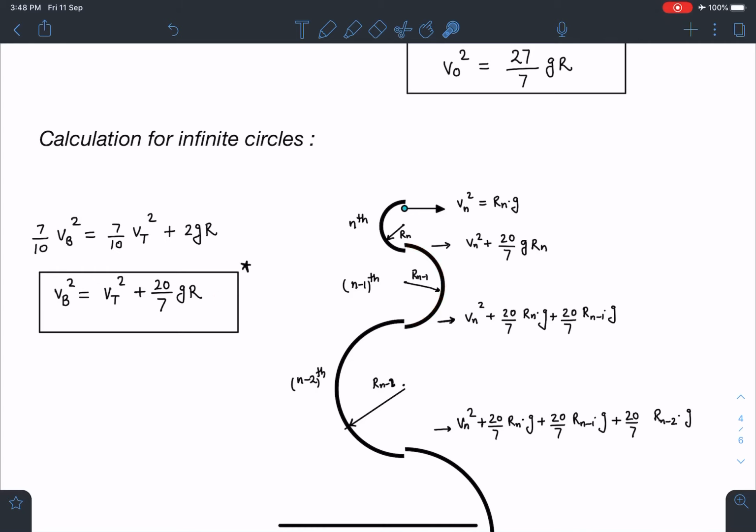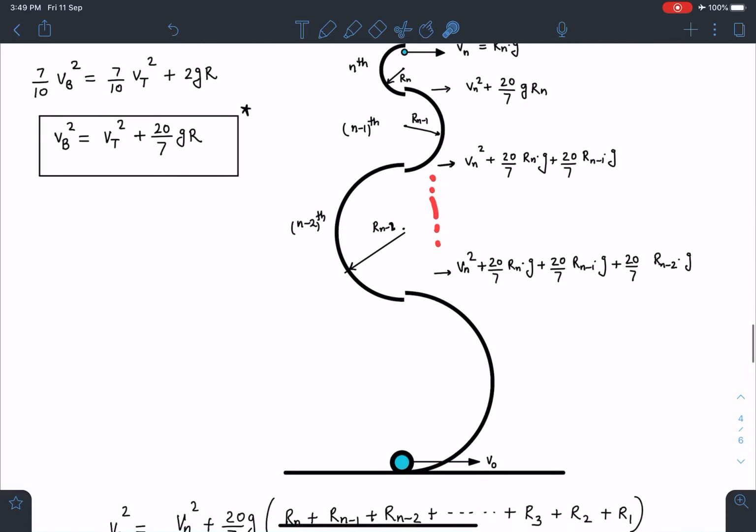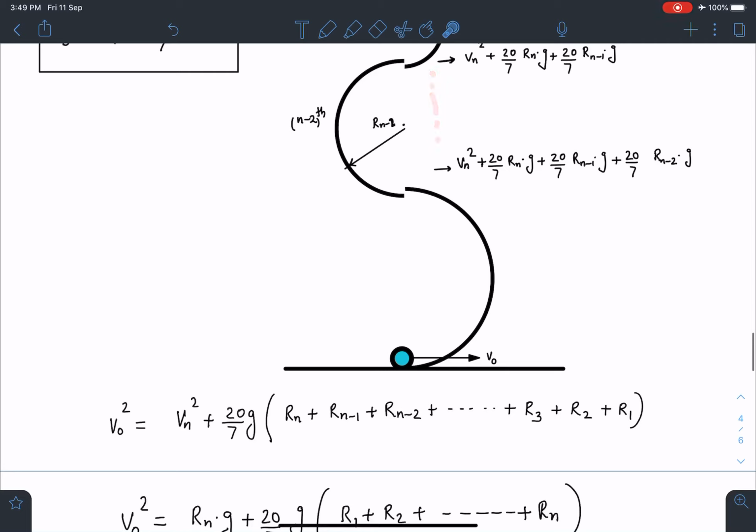Then similarly I can do this same analysis here also using this relation. So the velocity here is going to be Vn square plus 20 by 7 Rn g, this is from here, plus 20 by 7 Rg of this circle I'm writing. That will be the velocity square at the bottom. I should take the root, but I hope you can understand. Directly also we can write. Similarly, I can do that for all the circles.